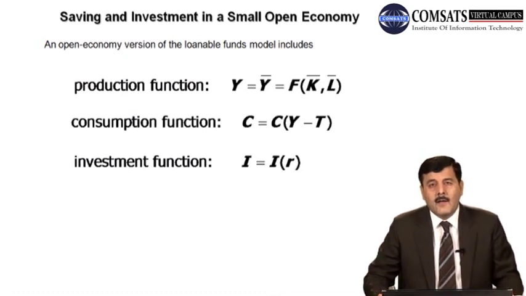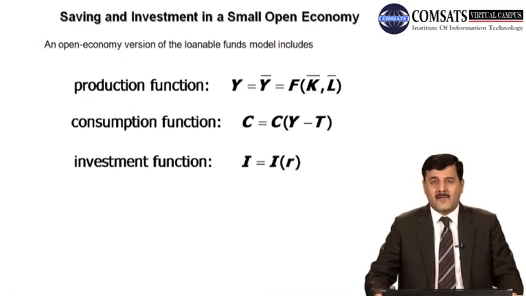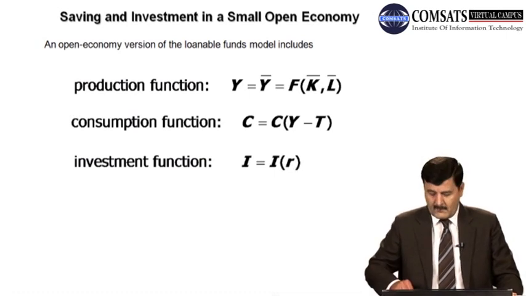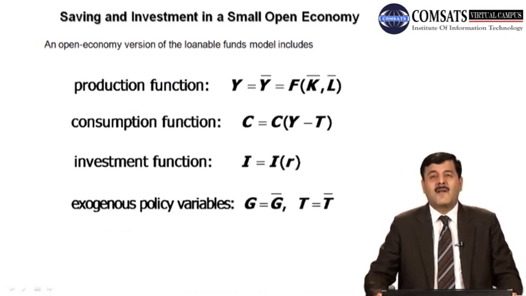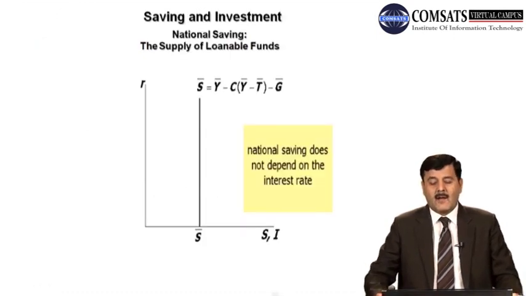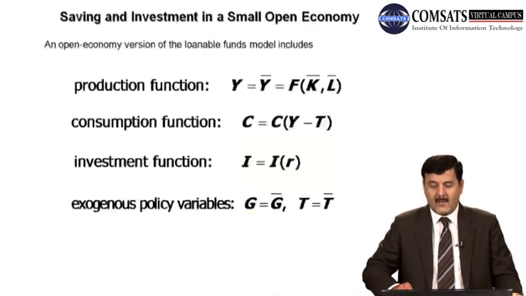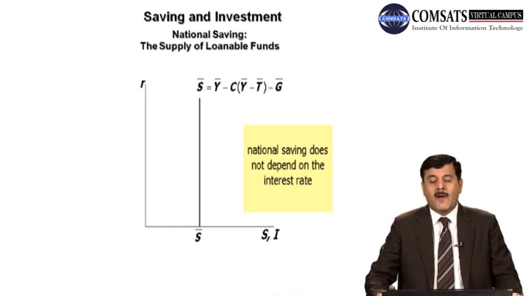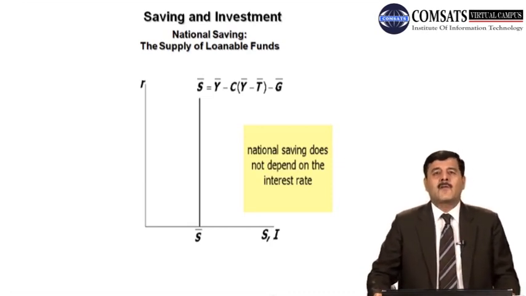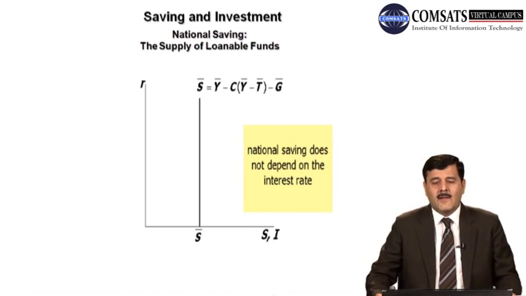And we concluded that investment and the interest rate have an inverse relationship. Whenever there is an increase in the interest rate in the economy, investment decreases. When the interest rate falls, investment increases. Now, exogenously, what we have given in the economy is that government spending G bar and taxes T bar are given, so these are known exogenous policy variables. So we can explain the supply of loanable funds as given. In this equation, national saving is Y bar minus C of Y minus T minus G bar, so the difference between income and expenditure is known as saving, right? We said that these are given in the economy.